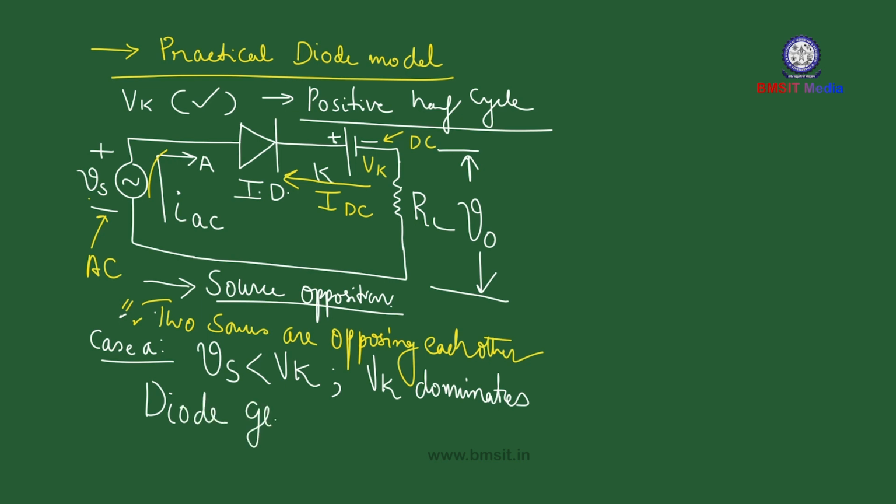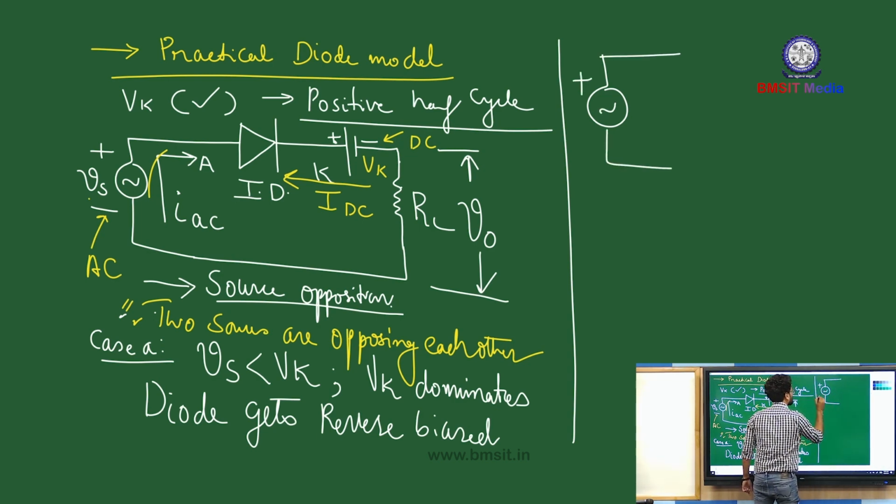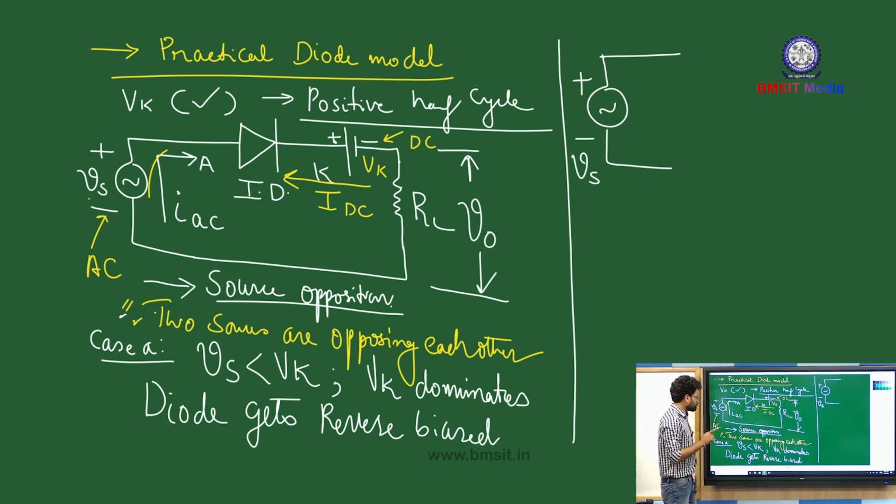the diode gets reverse biased. Diode gets reverse biased. So in this case, the equivalent circuit looks something like this. Though we are in the positive half cycle, due to the dominating nature of Vk, the diode is driven into reverse biasing mode.